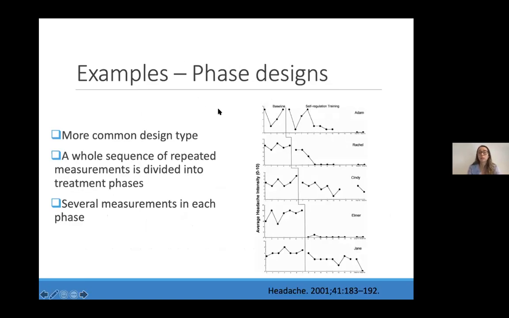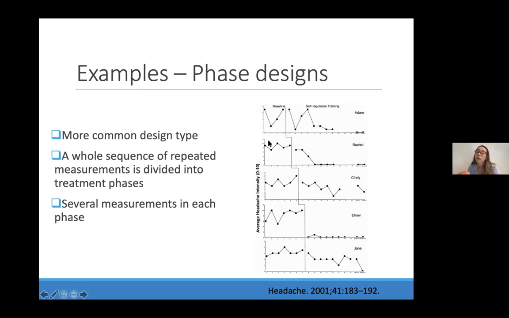And we have also phase designs. We discussed this a little bit yesterday. So it's the most common design. In this design is a sequence of measures that is repeated in treatment phases, right? And several measures in each phase. So here's one example. This is a headache study, and we have here 5 different patients.